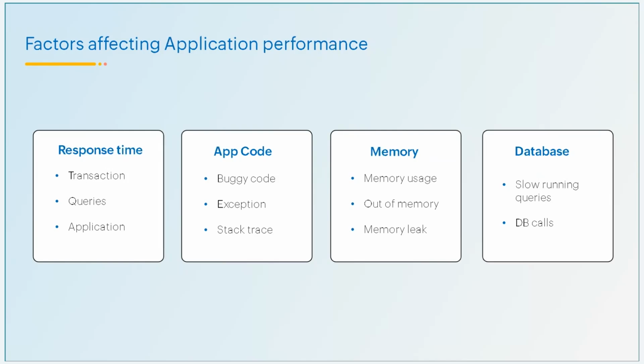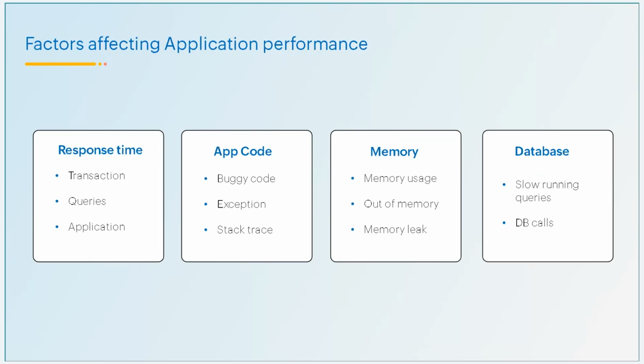The last one is database. Database queries that take a long time to get executed can impact the entire application's responsiveness. Optimizing these queries is very essential, and the number of calls made to the database can impact the performance. So, reducing any unnecessary or redundant database calls can improve the overall speed of the application.